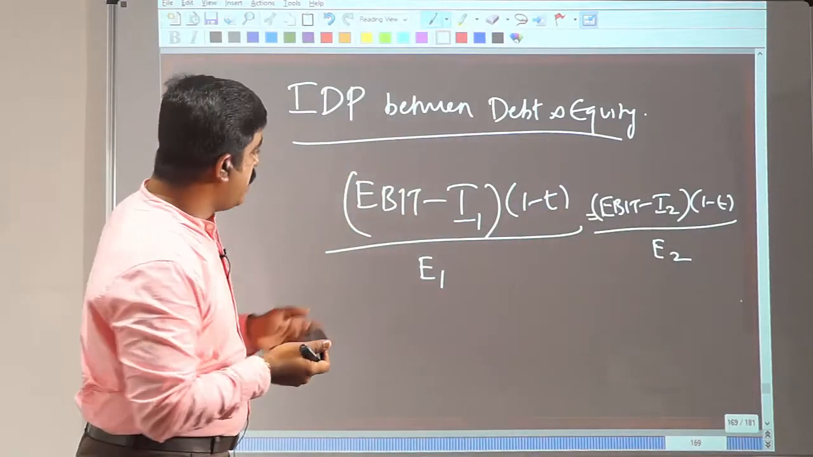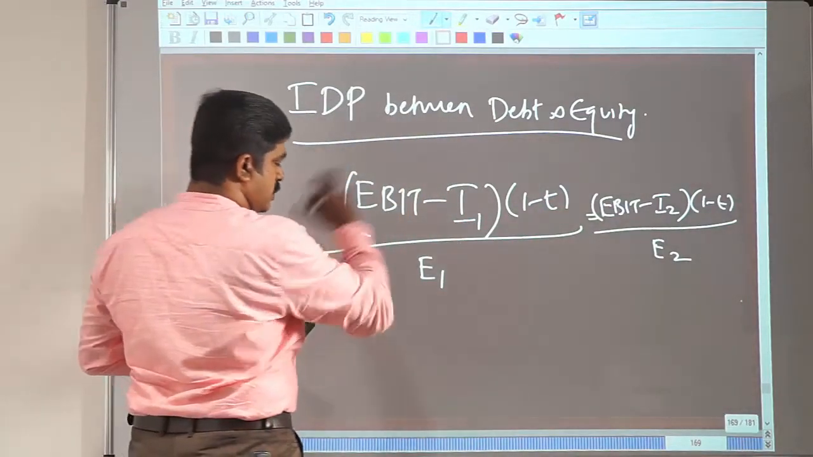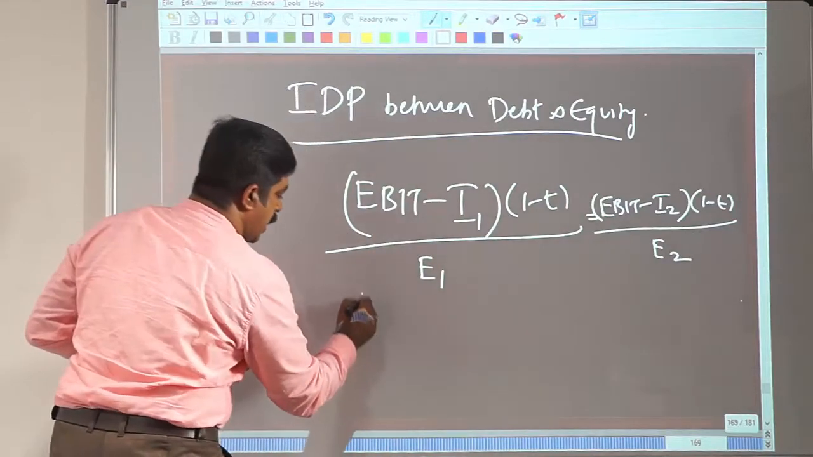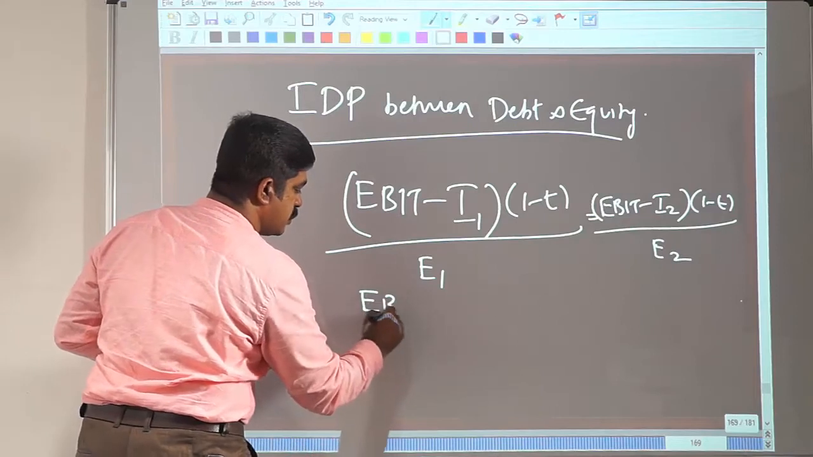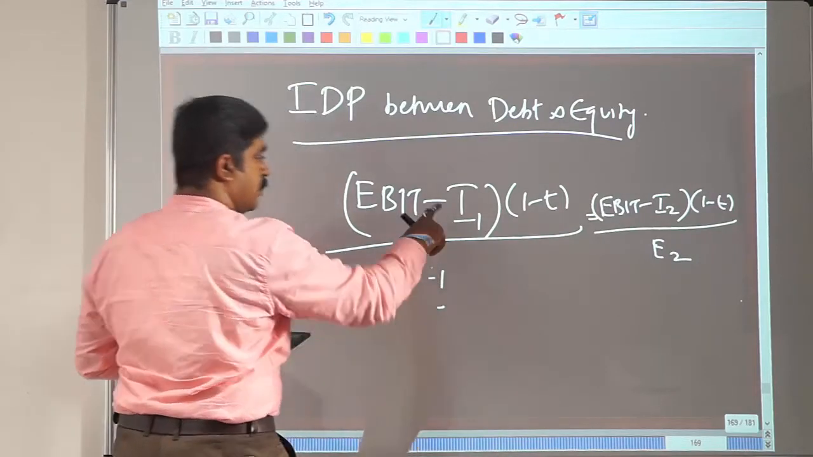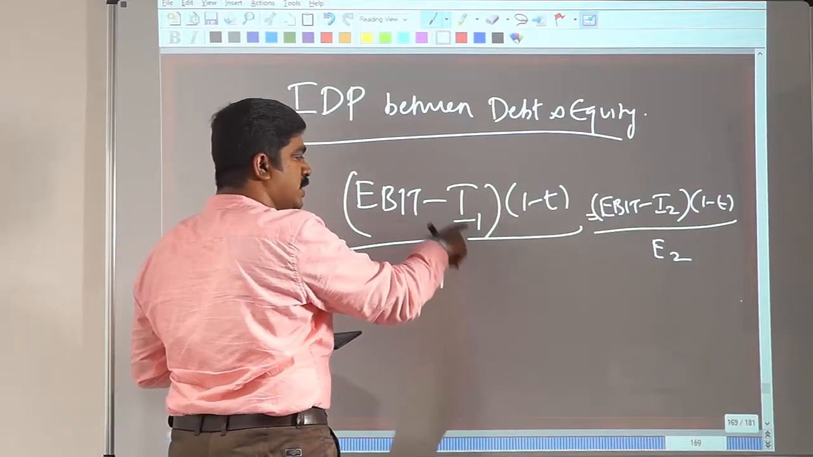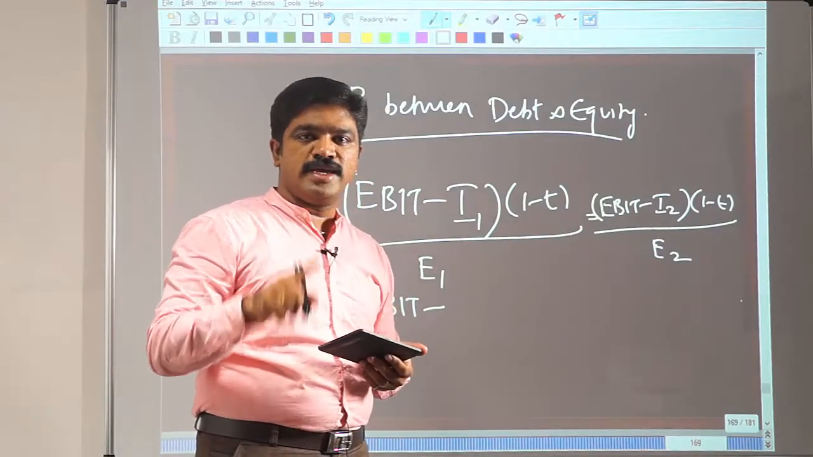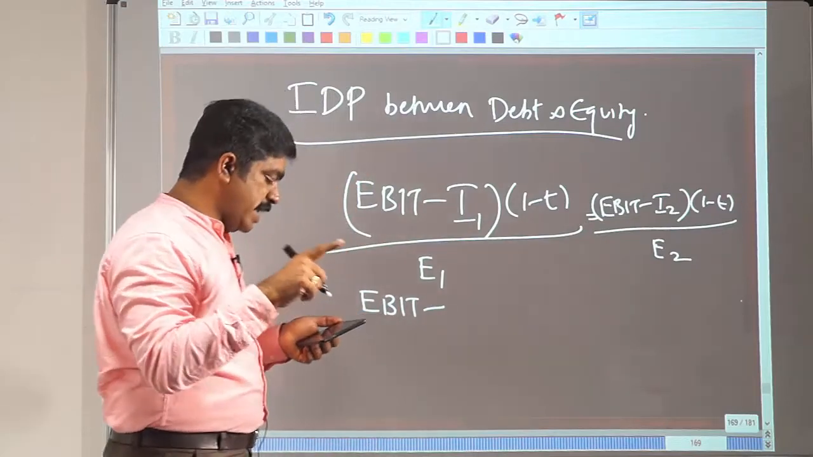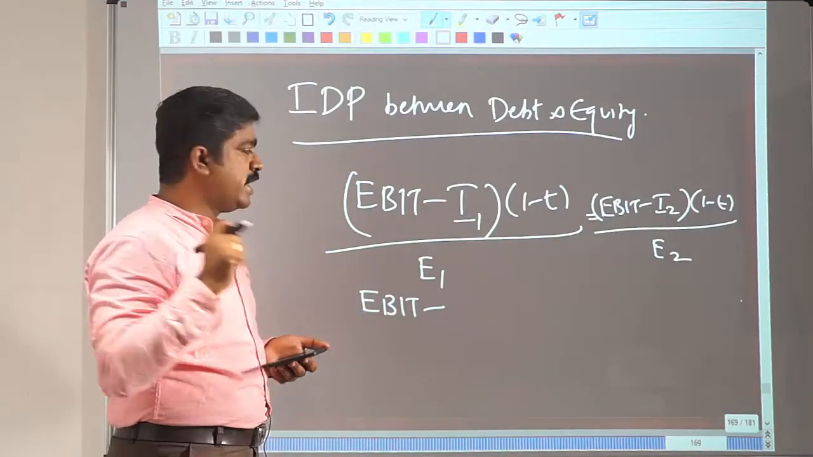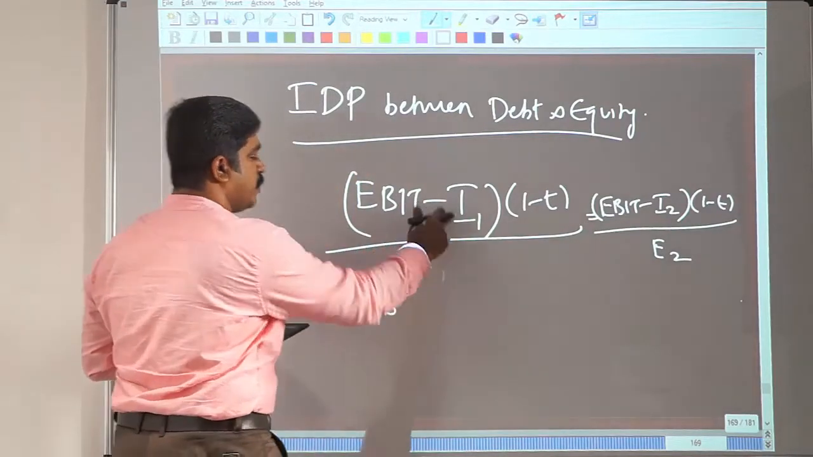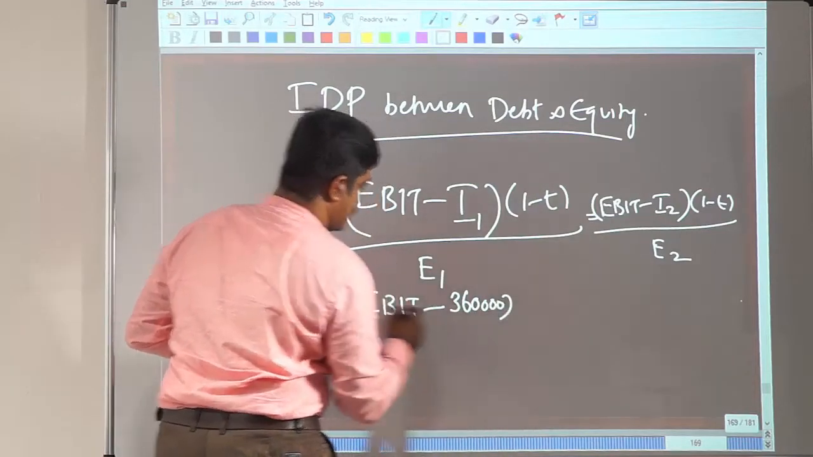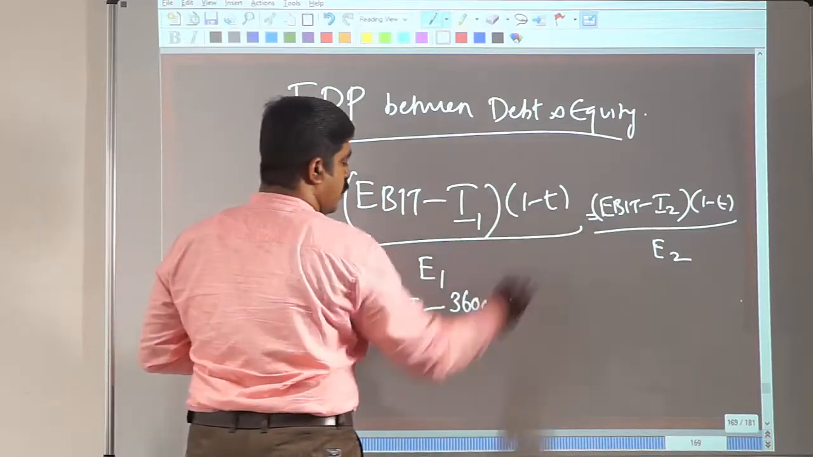Okay, so if I have equity, what will happen? I don't know what my EBIT is, that's what I'm trying to find. But I know my interest in the equity option. Please remember, this company already has a debt of 36 lakh at 10%. So they have to pay interest of 3,60,000, multiplied by 1 minus t.